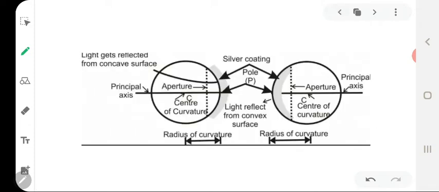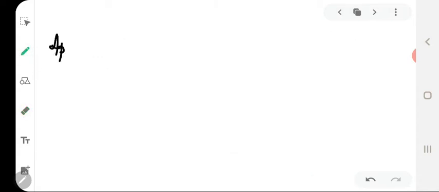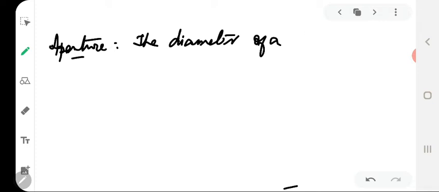Let's quickly get to the next term, that is aperture. Can you locate it in the diagram? Aperture. The diameter of a spherical mirror is called its aperture. So the diameter of a spherical mirror is called its aperture.